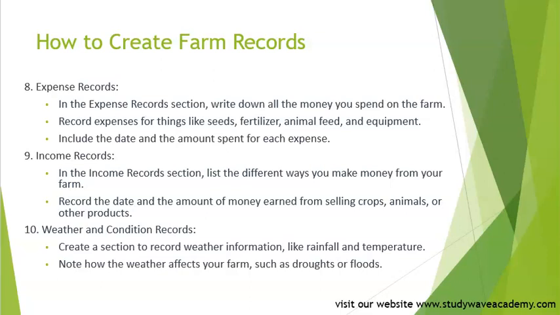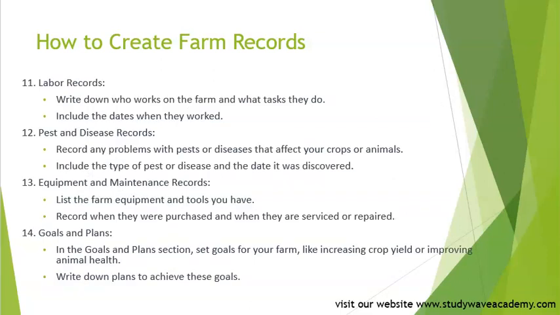Weather and condition record. Create a section to record weather information like rainfall and temperature. Note how the weather affects your farm, such as droughts or floods. Okay? Labor records. Write down who works on the farm and what tasks they do. Include the dates when they worked.